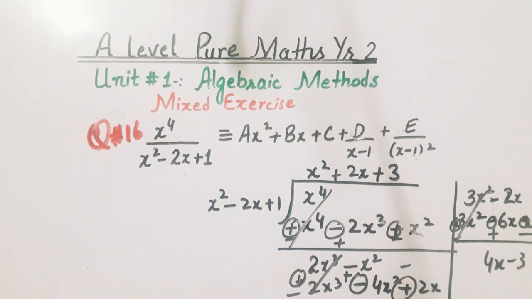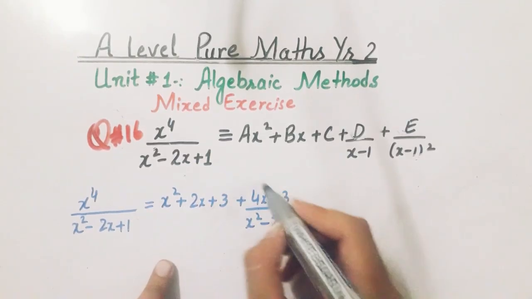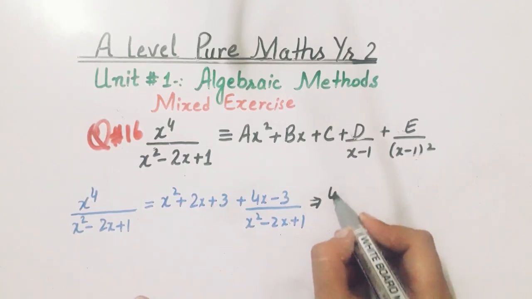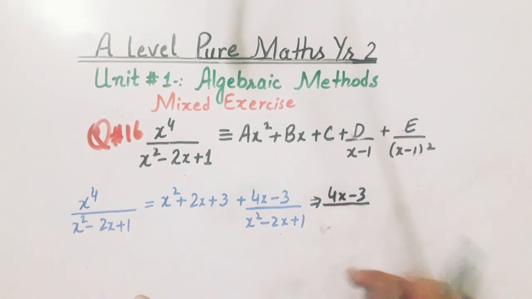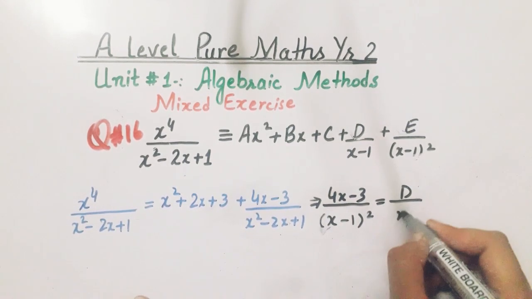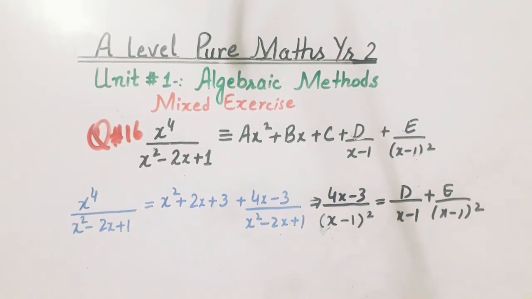Now we will write this. Now we will solve this by partial fractions. 4x minus 3 over x² minus 2x plus 1 can be written with (x minus 1) squared, so we get d over x minus 1 plus e over (x minus 1) squared. Now by taking the LCM we get 4x minus 3 equals d into x minus 1 plus e.